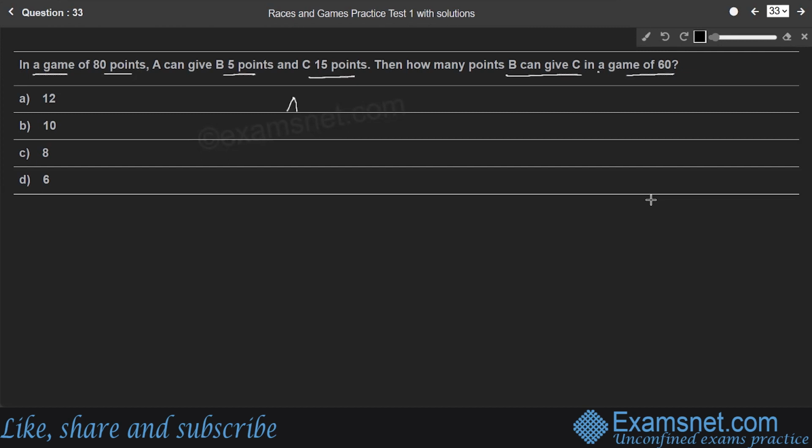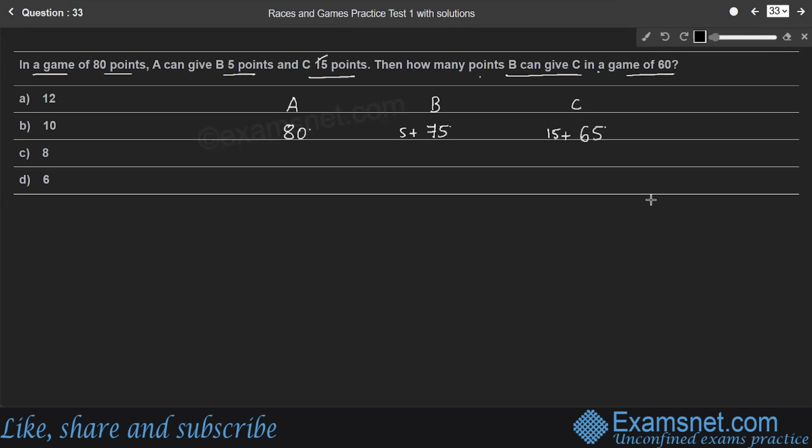So we'll consider A's points, B's points and C's points in a game of 80, right? That means A gets 80 points. In a game of 80 points, if A gets 80, A can give 5 points to B, so that B gets 75 points. So B can get only 75 points and the remaining 5 points he will get from A, right? Whereas A can give C 15 points in the same game of 80 points. If A gives 15 points, C gets 65 points, so that the game will get over, right?